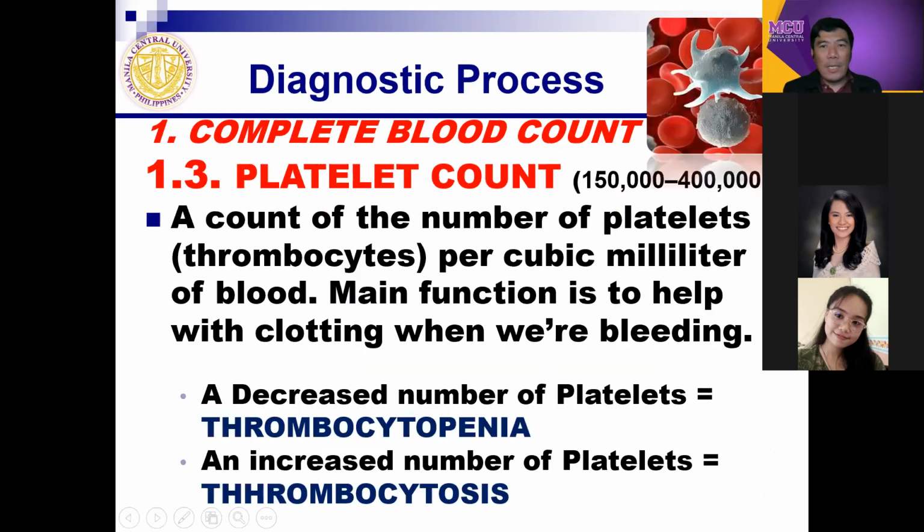So last for this complete blood count, because the other part of this will be discussed on Thursday. So the complete blood count naman, other than the components we discussed, is we have the platelet count. For the platelet count po, a count of the number of platelets, thrombocytes. So we have erythrocytes, RBC, leukocytes for the WBC, thrombocytes naman po are for the platelet count. So the number is 150,000 to 400,000.